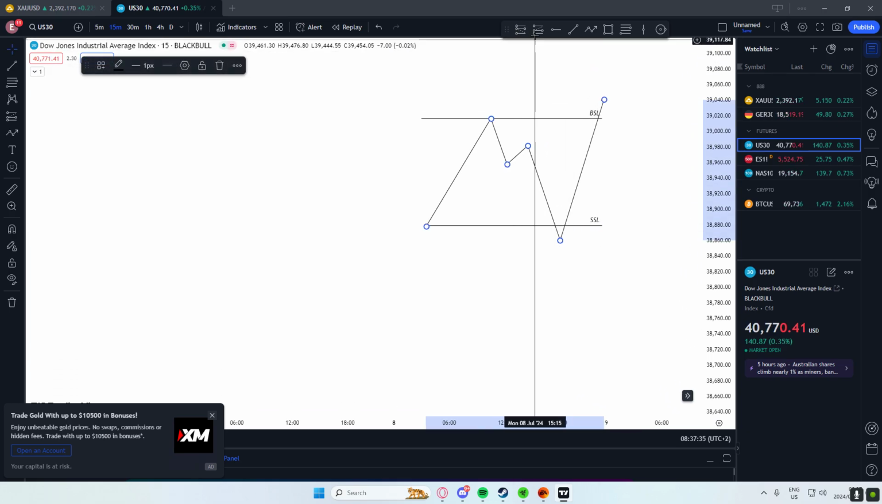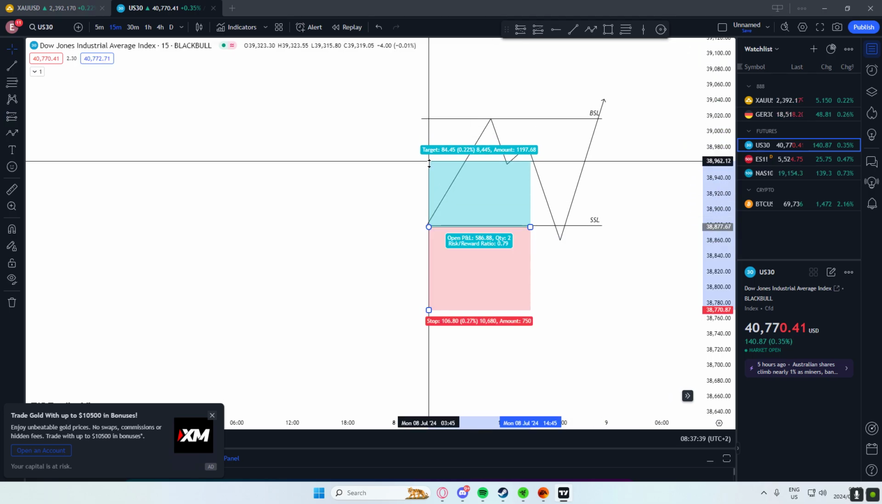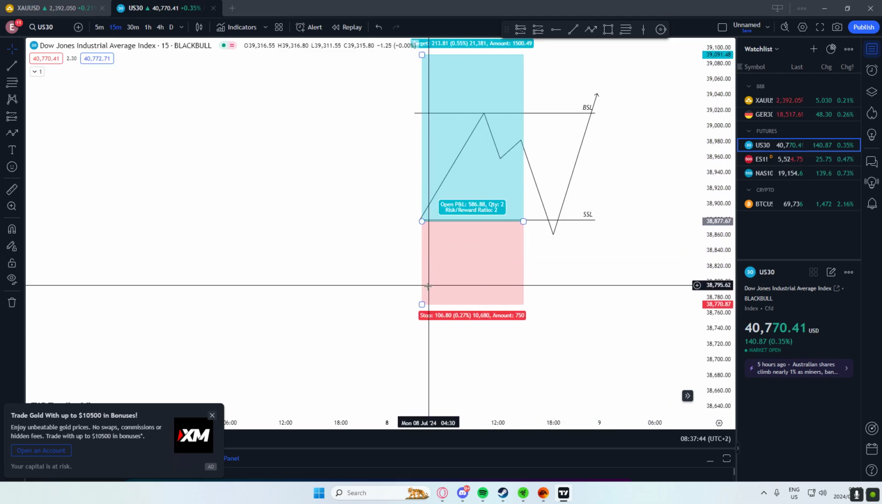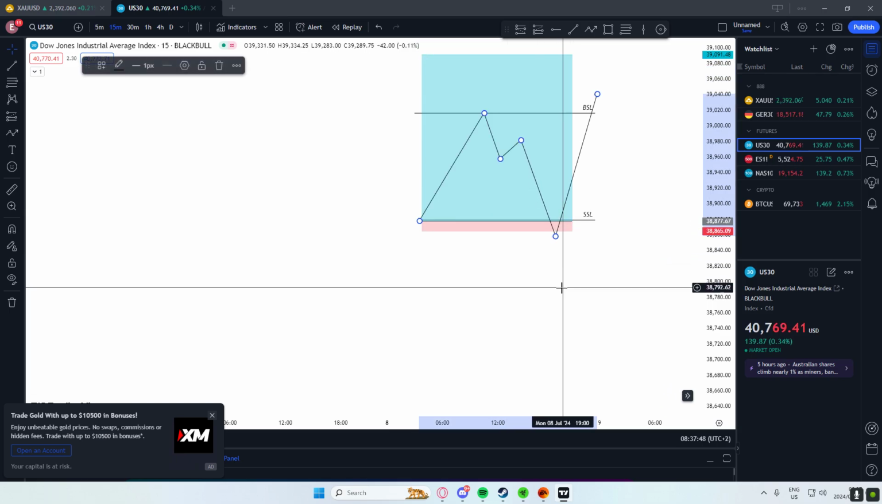The reason being is, like I explained before, we have retail traders taking buys at these levels to continue with the trend all the way up. But what the market tends to do is we take out these retail trader stop losses like this.